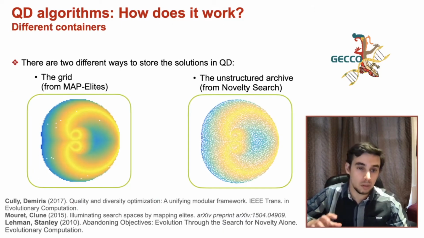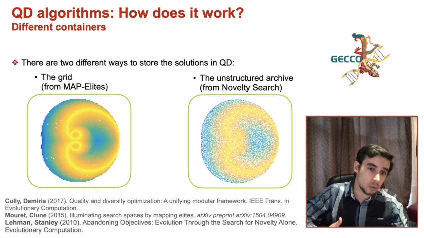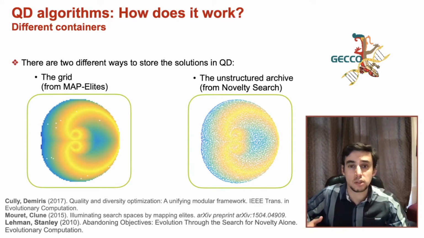So then I will move on to different blocks of the generic quality diversity pseudocode, and I will mainly focus and give more details about the container, the type of containers that are used to store and maintain the collection. And I will also give some details about the selector, or the selection operation, that is taking place. In the quality diversity literature, there are two main ways to store the collection. The first one is to use a grid, mainly from the MAP-Elites algorithm, and the second one is to use an unstructured archive, a concept that comes from the novelty search algorithm.